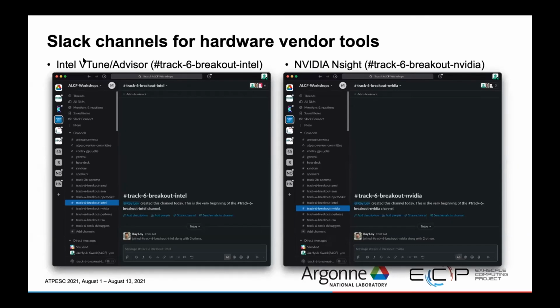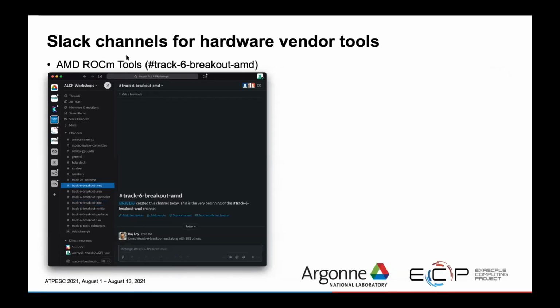So we will use those rooms for the hands-on sessions. And as Ray mentioned at the beginning, we created Slack channels for specific tools. For the Intel tools, if you leave your question in track 6 breakout Intel, Kevin will watch this channel and answer very quickly. For NVIDIA, we have track 6 breakout NVIDIA, and Max will watch this channel. For AMD, we have track 6 breakout AMD, and Siash will watch this channel to answer your question. So please join these channels to ask questions.